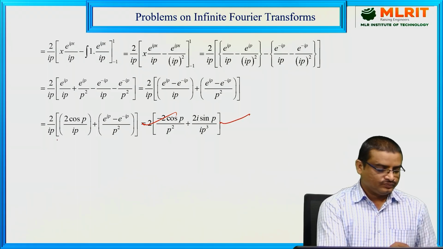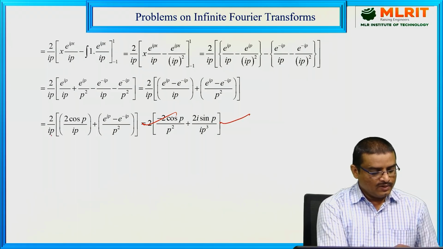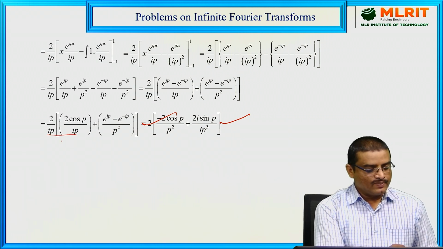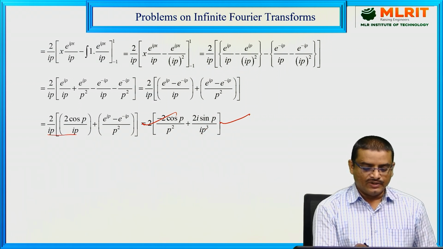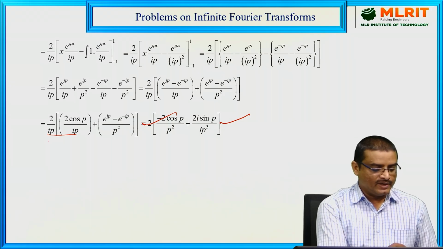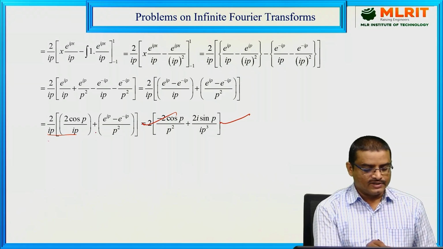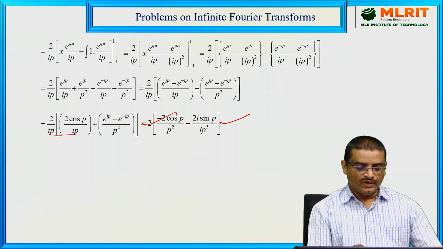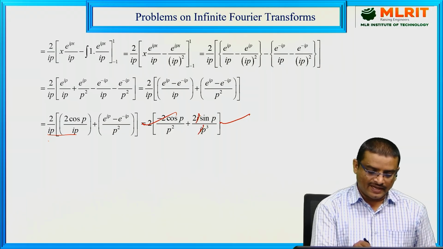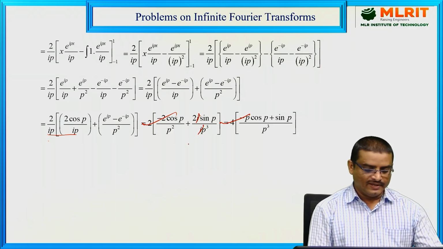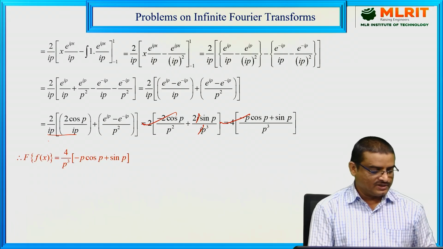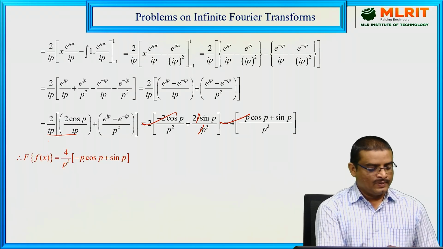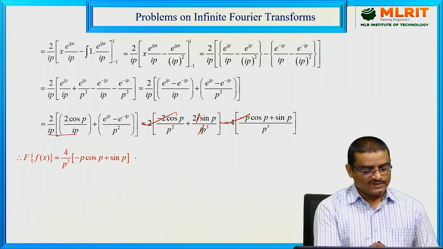So now here we are having this. Remove these brackets by multiplying, and you will get i into p square and i square into p square. So i square is minus 1, so we can take the minus to the numerator, and this i and this i get cancelled. So finally we will get the Fourier transform of f of x is equal to 4 by p cube into sin p minus p cos p.